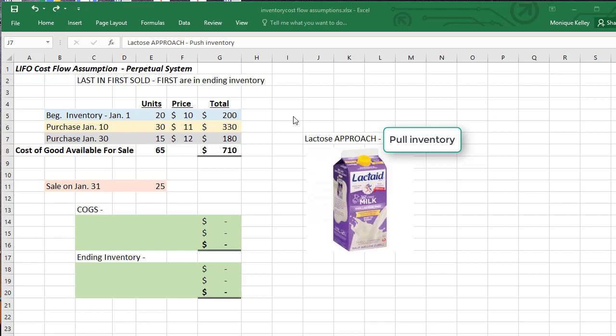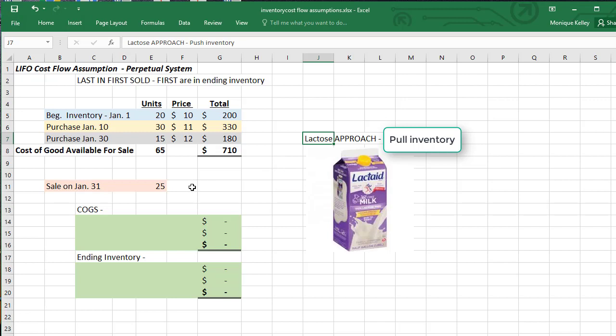So with the LIFO method, it's the last ones that you're going to use for your cost of goods sold. And then that means that if you're going to use the last ones, then the first ones are going to remain in your ending inventory. So it's going to be the flip version of the FIFO method.